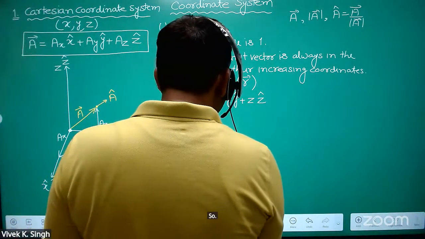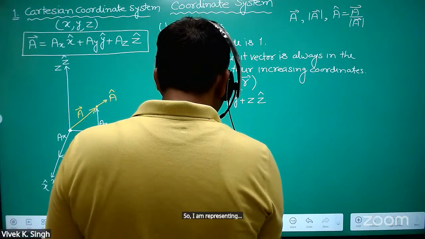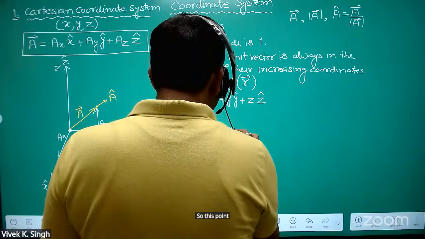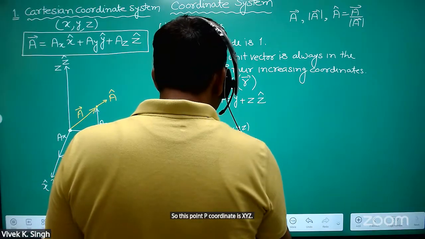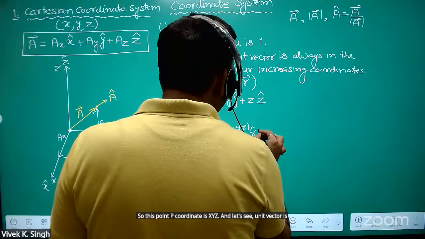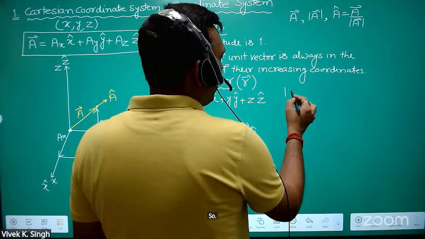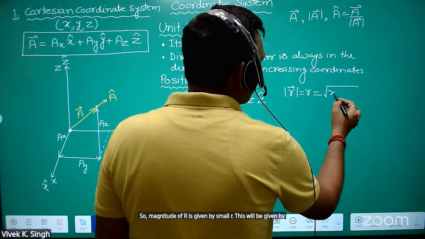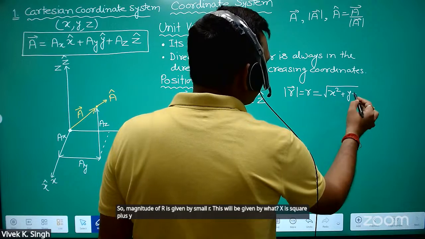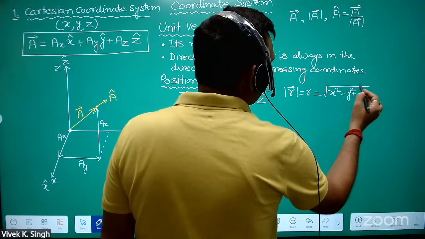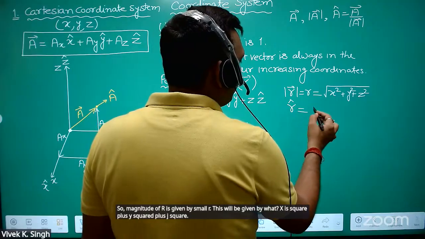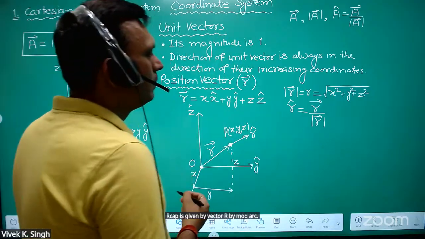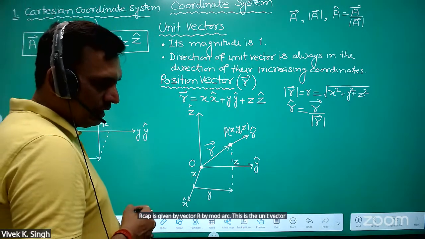So I am representing this point. This point P has coordinates x, y, z. And let's see, the unit vector is r cap. The magnitude of r is given by small r, and this will be given by the square root of x square plus y square plus z square. R cap is given by vector r divided by mod r. This is the unit vector. Yes or no?